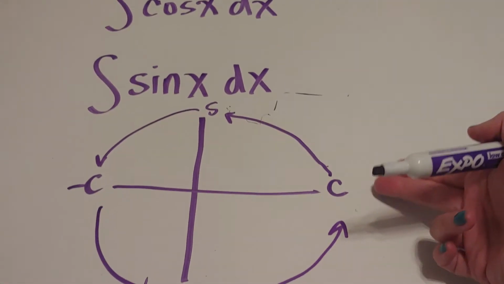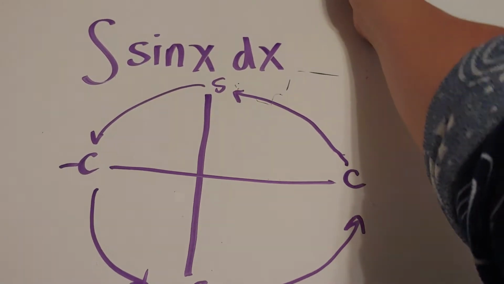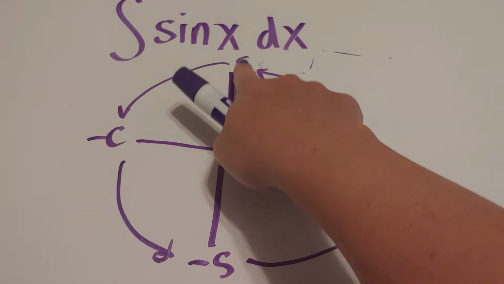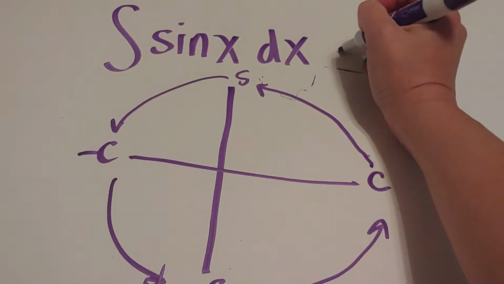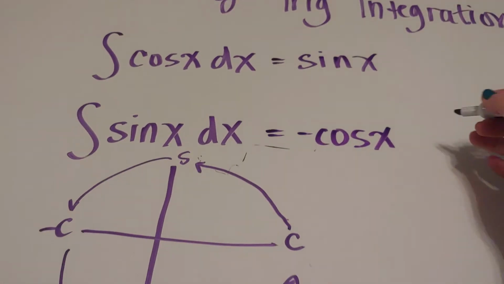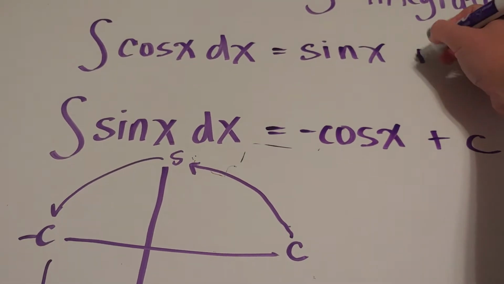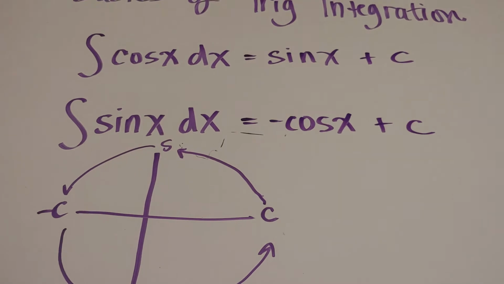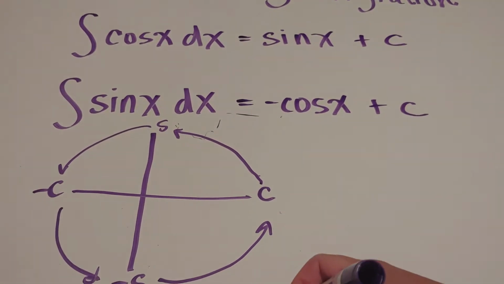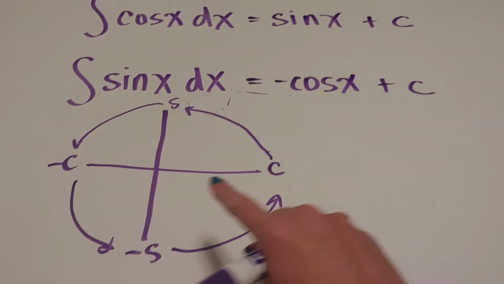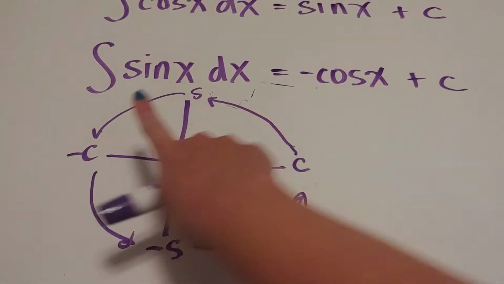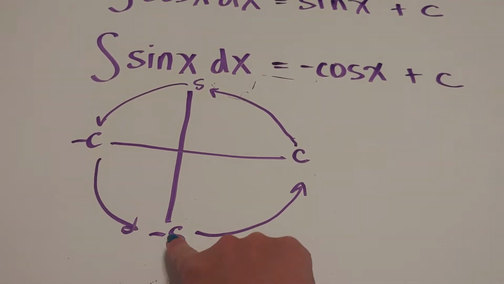So that means that the integral of cosine is positive sine. And this is saying that the integral of sine is negative cosine. And of course, we always put the plus c on the end. Okay. If there are coefficients, we go with it. If I was given negative sine or negative cosine to take the integral of, again, the integral of negative sine is positive cosine, and the integral of negative cosine is negative sine.